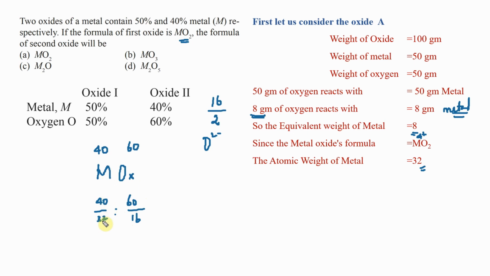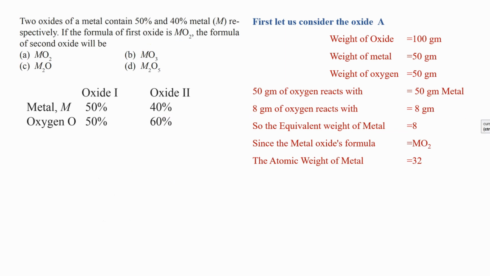Moles of M is 40 grams divided by atomic weight. Moles of oxygen is 60 grams divided by atomic weight. So we have 2 here, 1 is to 3. So MO3 is the option. Equivalent weight is a tricky concept. If you are rusty on it, go back and look at the previous lecture on equivalent weight and come back to this one. Definition of equivalent weight, I have explained it based on oxygen, chlorine and silver.